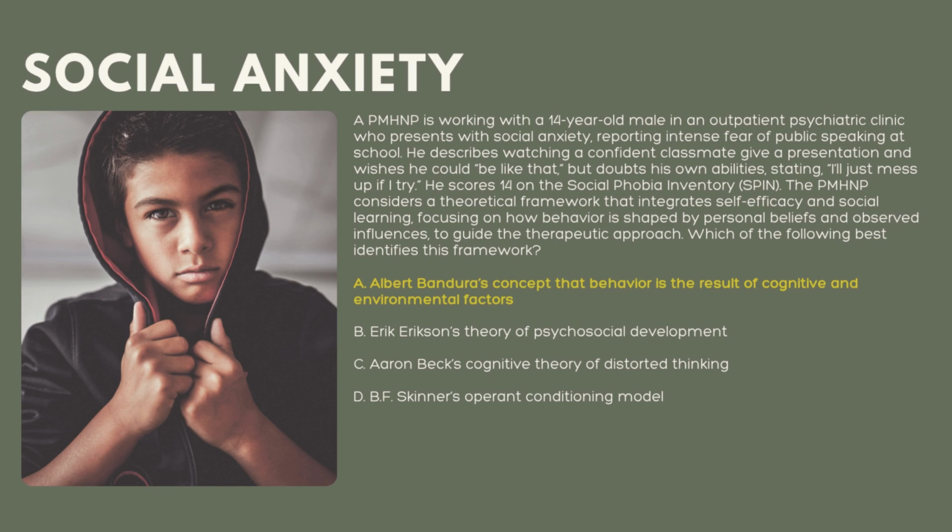So, what we're looking at here is applying a psychological theory to address those social anxieties for that adolescent. And that's going to be a critical aspect of neuropsychiatric care for this population. So, we have to select a theoretical framework that integrates self-efficacy and social learning into the therapeutic intervention. He has an intense fear of public speaking, social anxiety. There's observational learning, right? We're looking at a confident classmate and wanting to be like that. We look at the low self-efficacy, thinking that he's always going to mess up if he tries and he'll never be able to succeed.